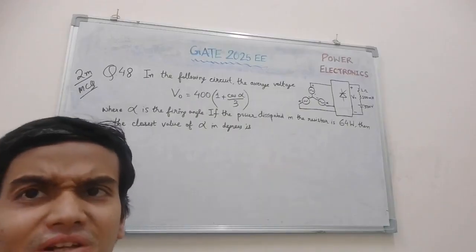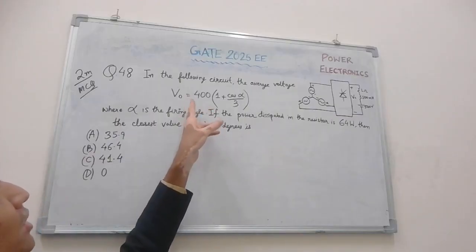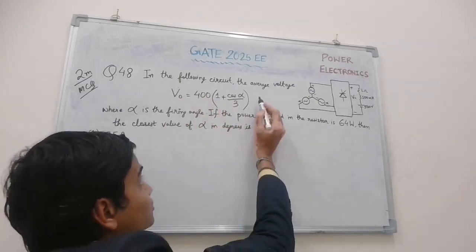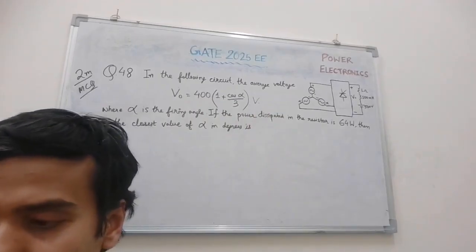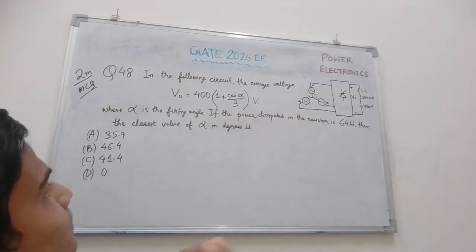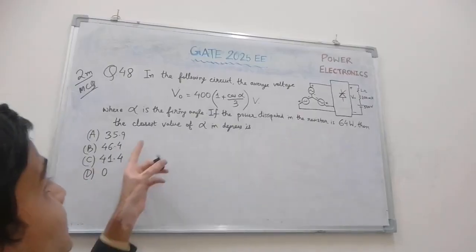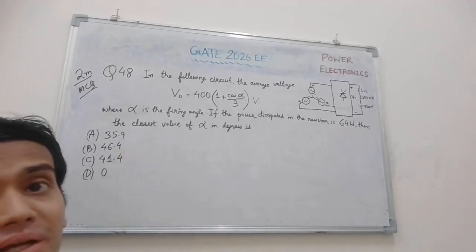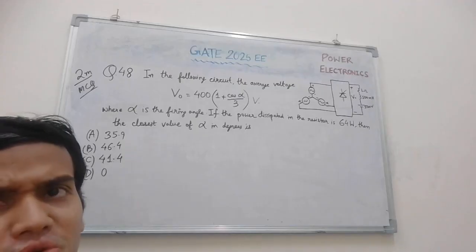The question is given as: in the following circuit the average voltage is V0 equal to 400 into 1 plus cos alpha by 3 volts, where alpha is the firing angle of this converter. If the power dissipated in the resistor is 64 watt, then the closest value of alpha in degrees is, and the options are A 35.9, B 46.4, C 41.4 and D 0. Let's move on to the solution for this question.